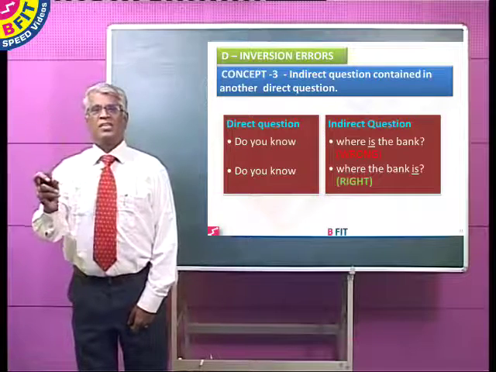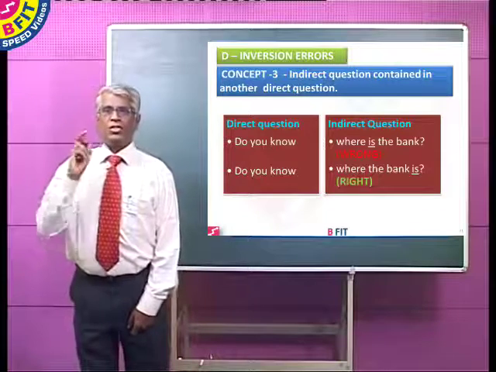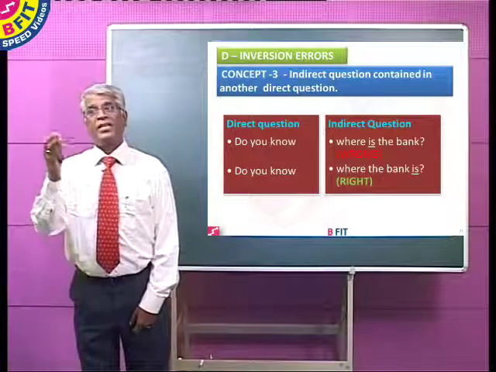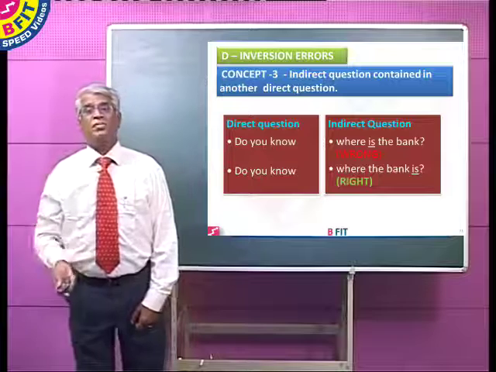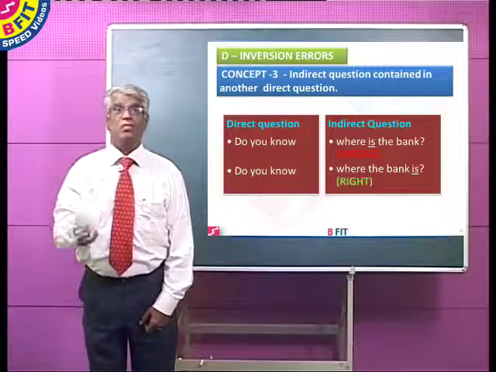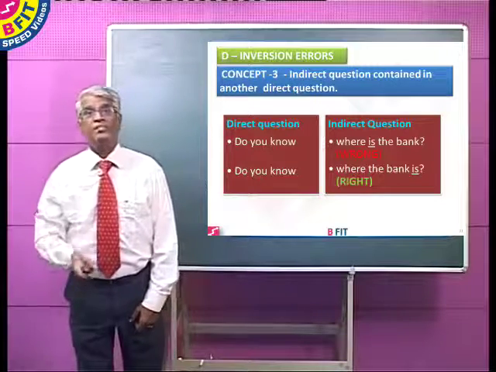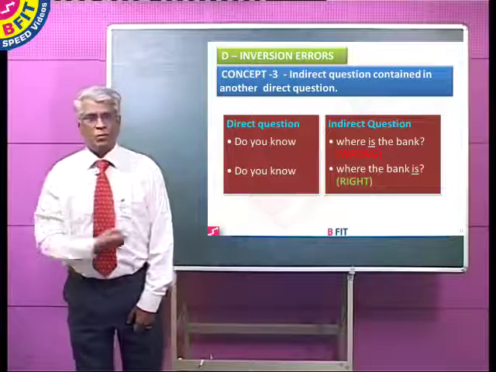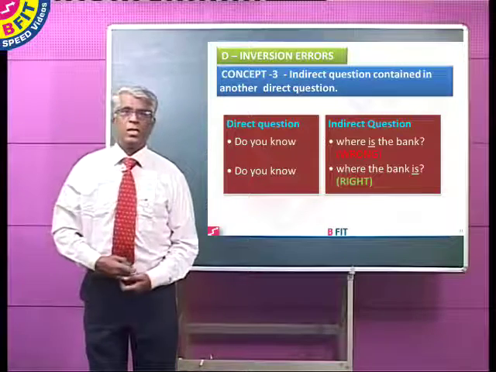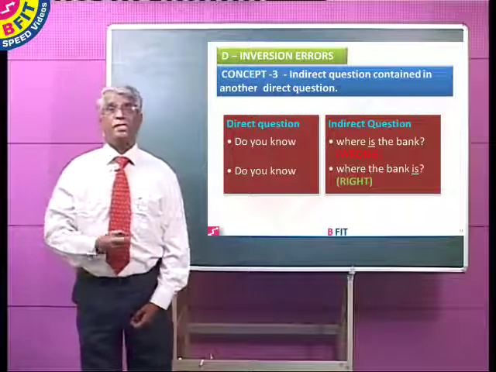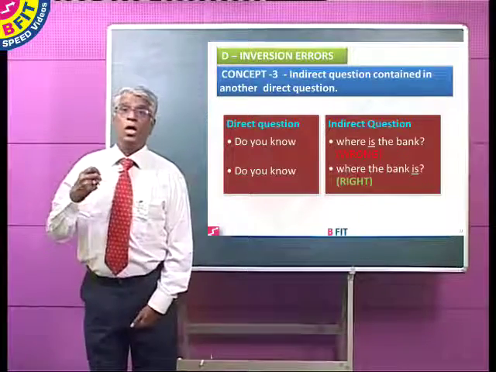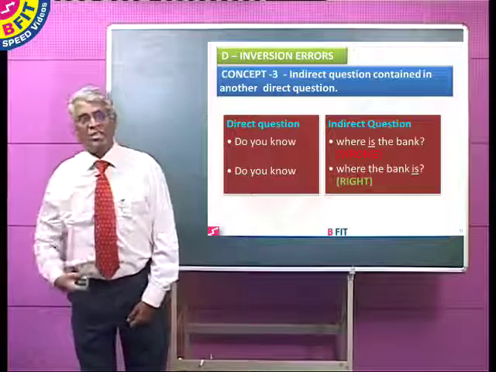Therefore, this sentence should be corrected as, do you know where the bank is? You must remove inversion from the indirect question. Otherwise, it will have an inversion error. So far, we have talked about inversion error and how to identify them and how to avoid them in our constructions.